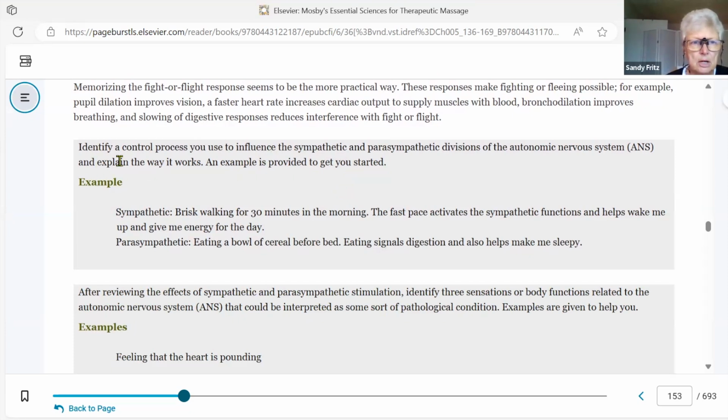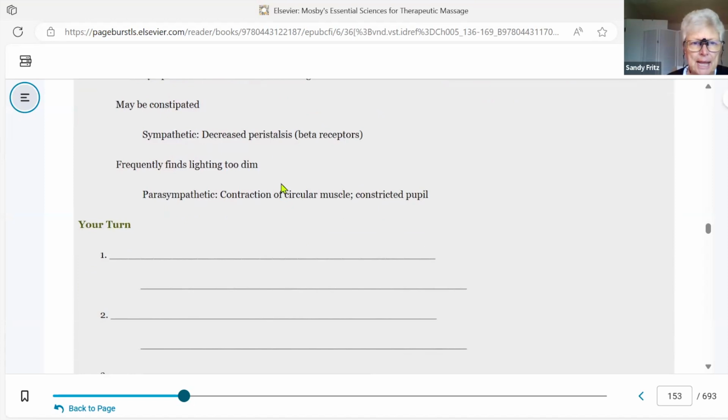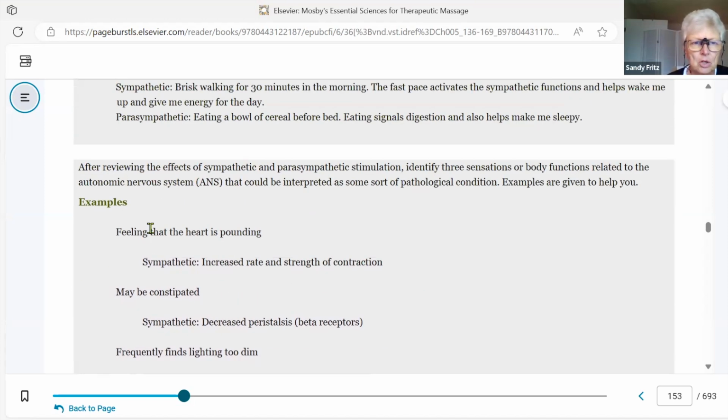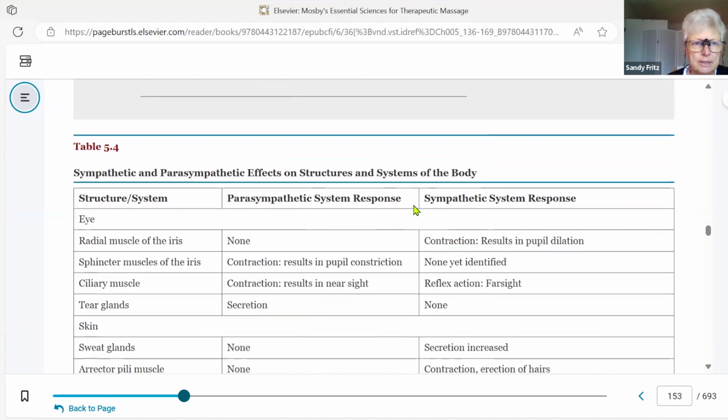These activities here are going to ask you to compare and contrast. Sympathetic here, brisk walk for 30 minutes in the morning. Fast-paced, activates sympathetic functions, helps me wake up. Parasympathetic, eating a bowl of oatmeal before bed, signals digestion and helps make me sleepy. So you're going to be asked here to look at some autonomic nervous system activities and see if you can come up with some examples. Again, this is a learning, repetition, recall activity.